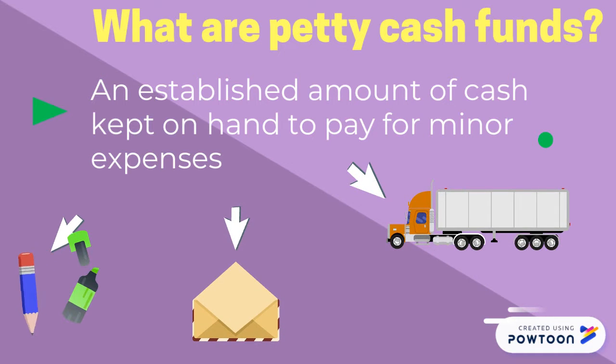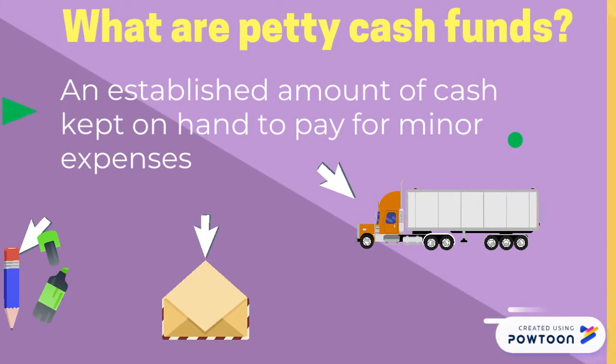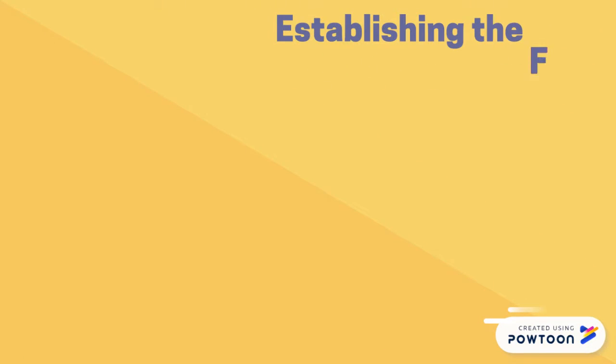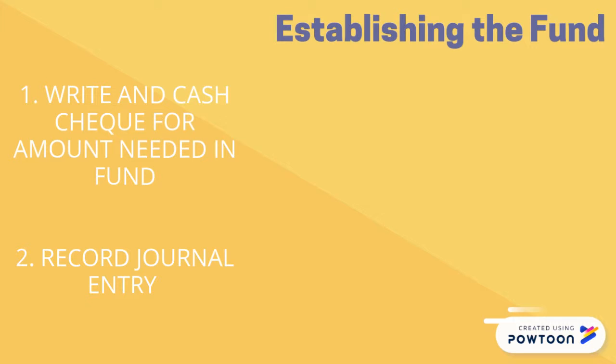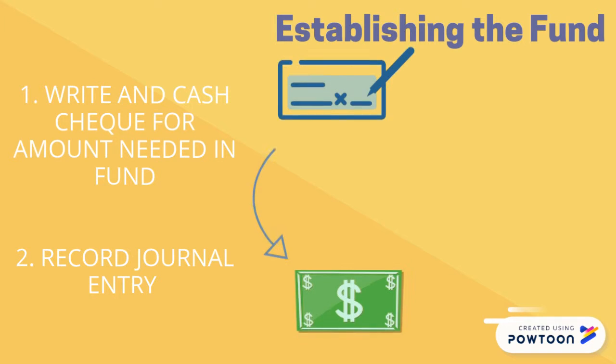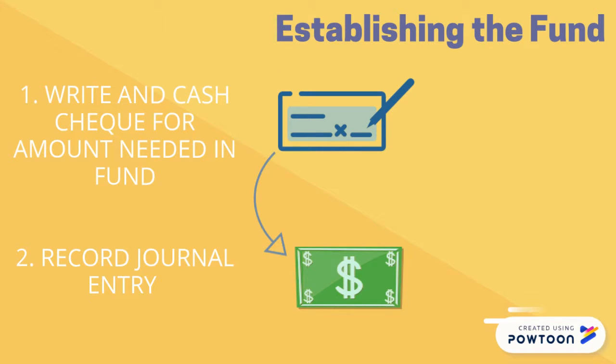Well, there are three key operations. A business establishes a petty cash fund by cashing a check for a specific amount of the fund. A journal entry must then be made by the business to record the establishment.